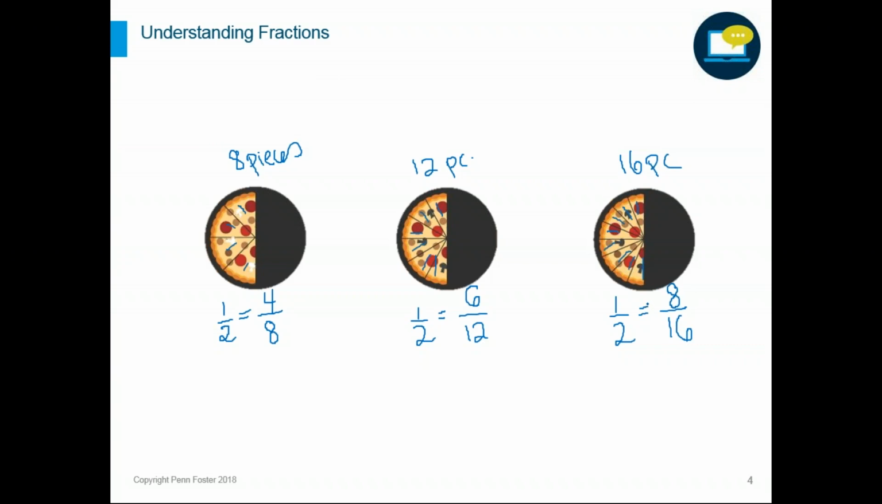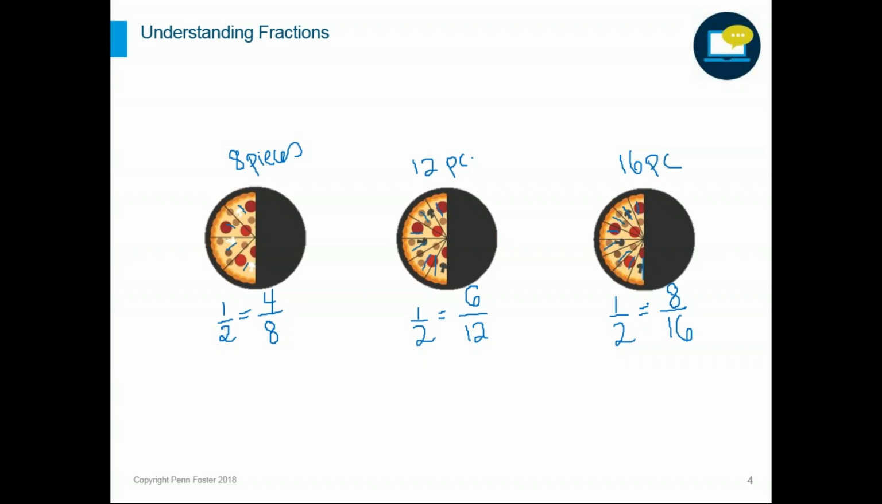Now from this slide, we conclude that you are able to write half in so many different ways. And this is how we find the equal fractions to a given fraction.